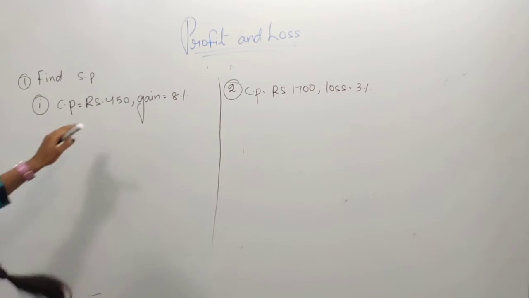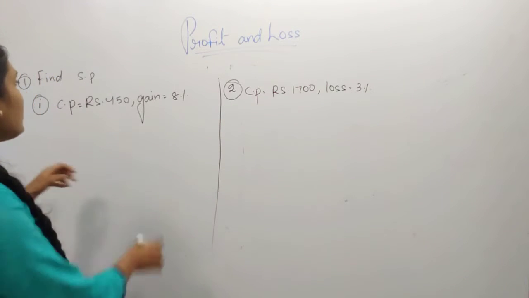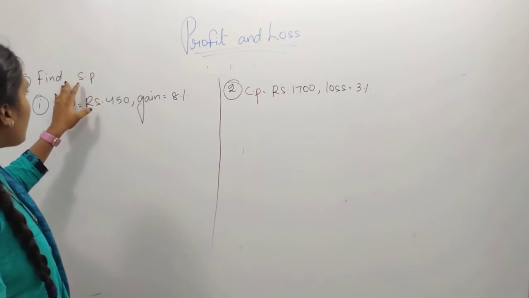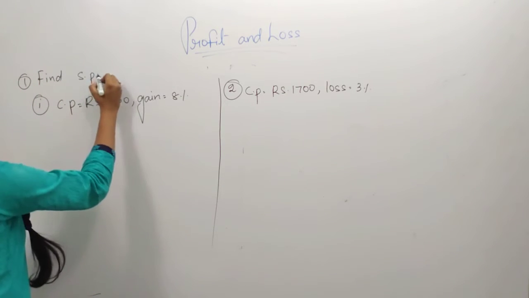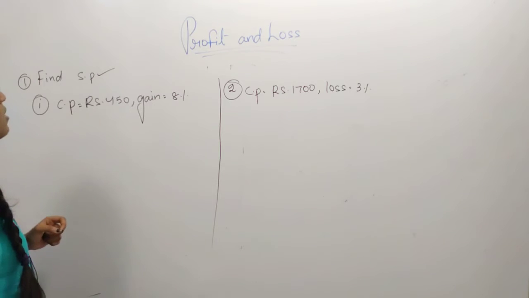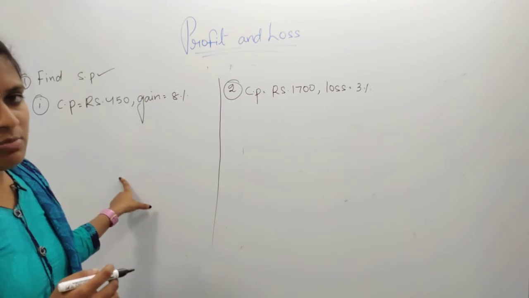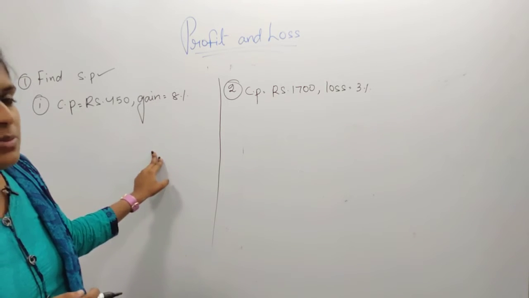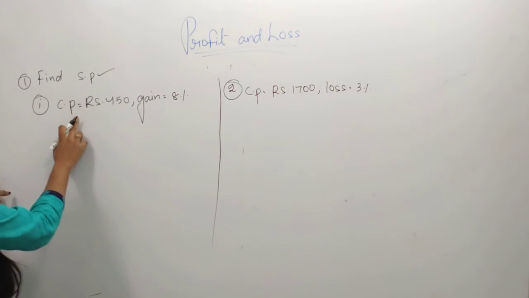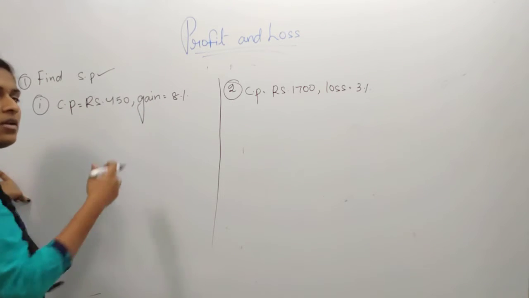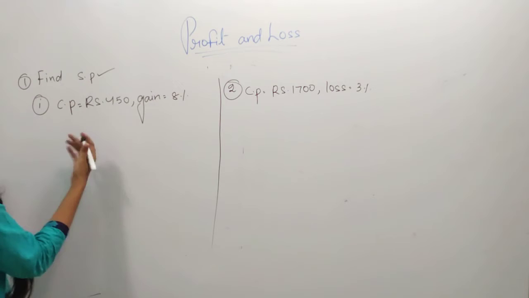Okay, let's see based upon those formulas. Now in this question we take some questions and solve them. In the question, what is given is to find SP. SP means selling price. To find selling price, cost price must be given and gain percent must be given. See, in the first question cost price is given and gain is also given. Then we can directly put the formula and solve it.